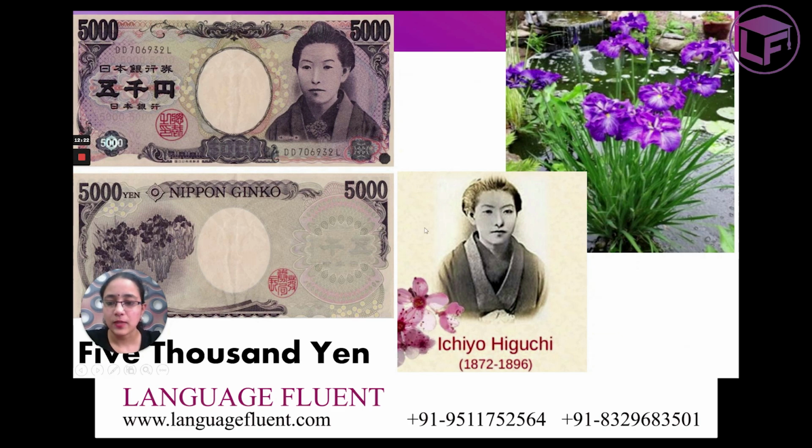And on the other side, we can see these flowers. So these are the Japanese iris flowers. So this is what is represented in the currency. They look really beautiful, and this is seen. And other than that, we can see again the Nippon Ginko's seal. We can see the same number written in Japanese.